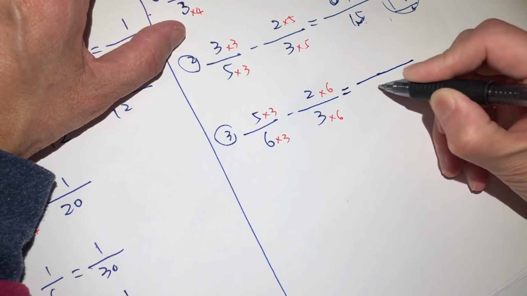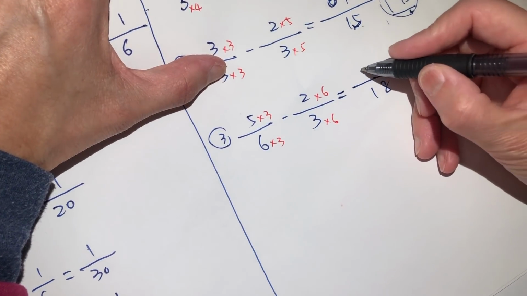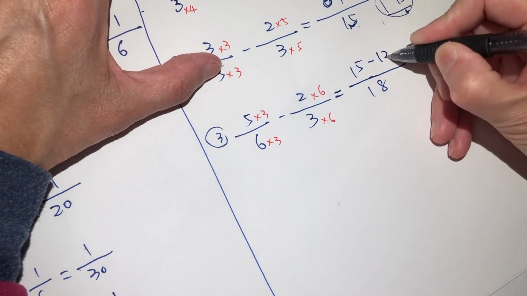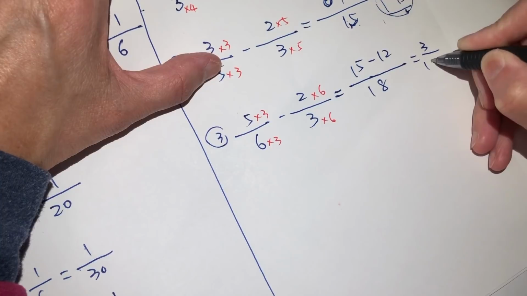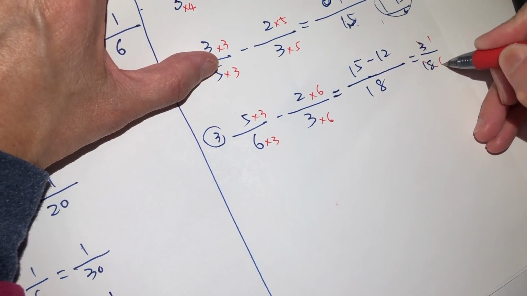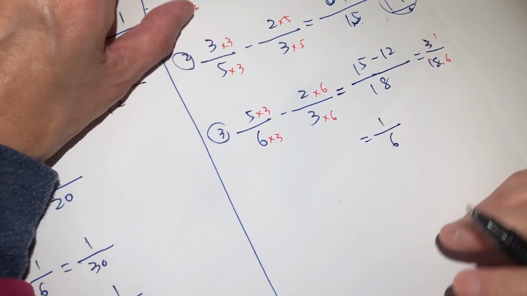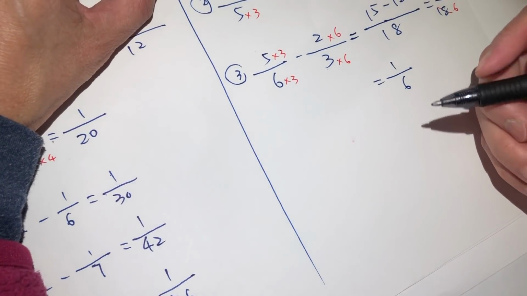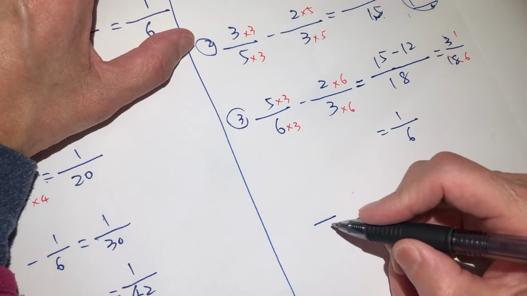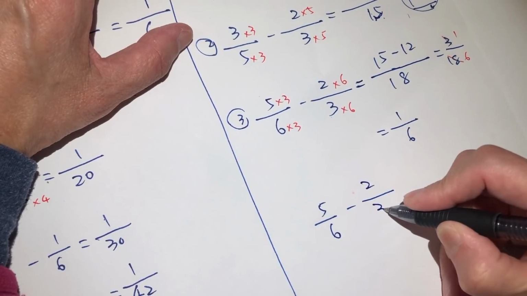So 18, the denominator is 18. 3 times 5 is 15. 2 times 6 is 12. So 3 over 18, and both divided by 3, 1 over 6. So it equals 1 over 6. Okay. Another thing we can do, still the same problem. I will copy the problem. 5 over 6 minus 2 over 3.